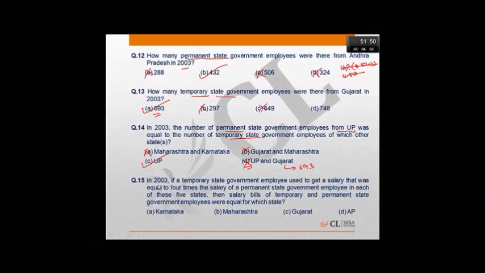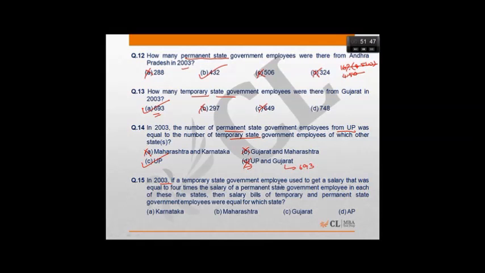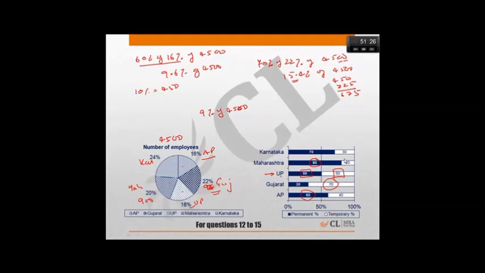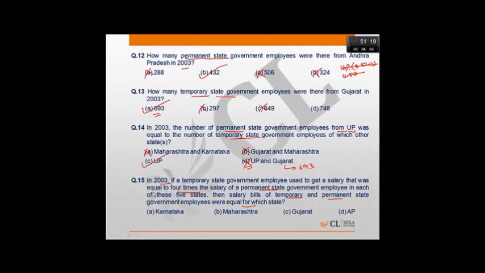Question 15. In 2003, if a temporary state government employee used to get a salary equal to 4 times the salary of a permanent state government employee in each of the 5 states, then the salary bill of temporary and permanent government employees will be equal for which state? The state for which the number is the reverse. Okay, number is reverse 4:1. It is there in Maharashtra, 80-20. Anyone else? Not this one. Not Gujarat. So it should be Maharashtra. The ratio of salary is 4:1, so the number should become 1:4. That is true for Maharashtra. Okay, simple set of data.